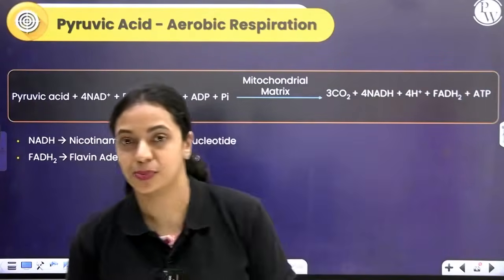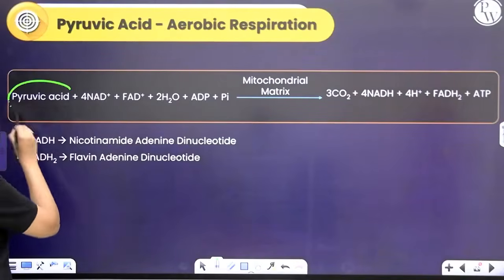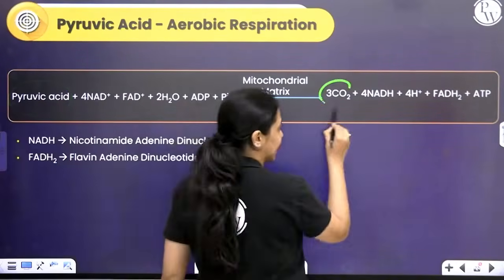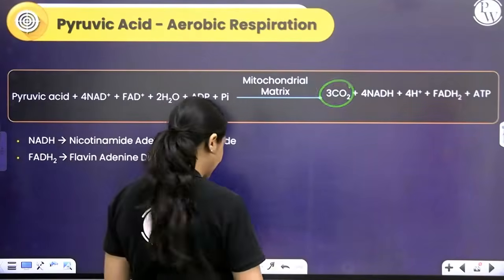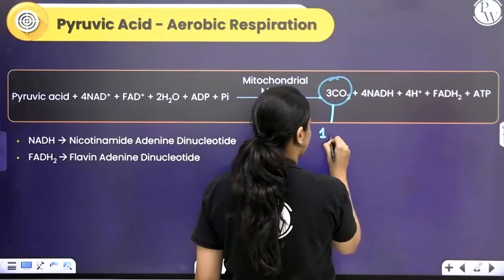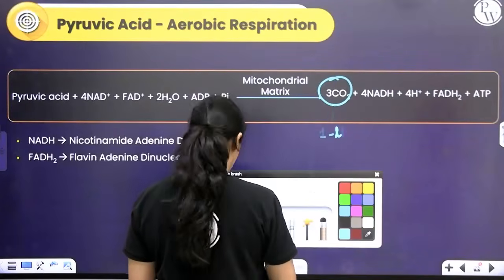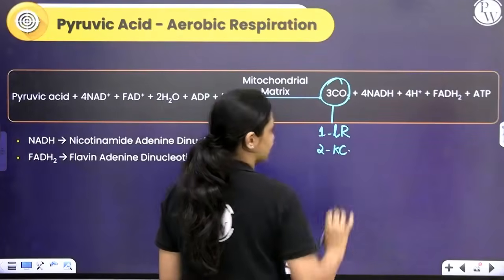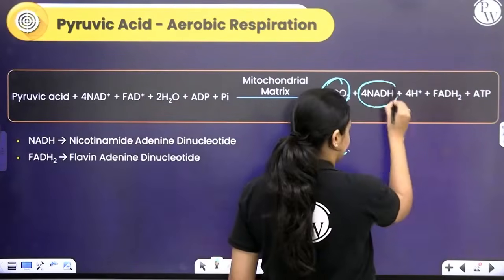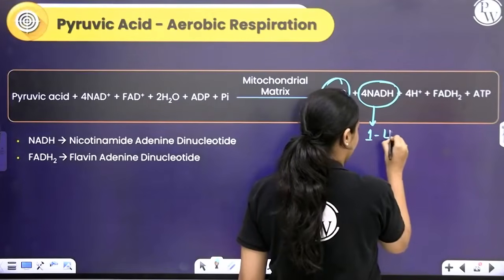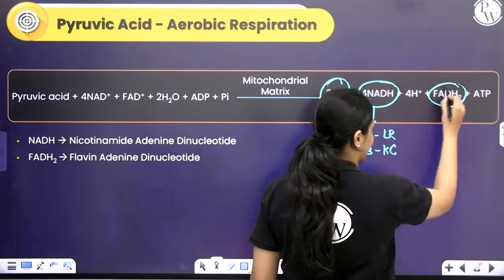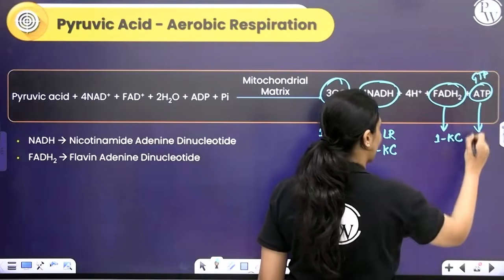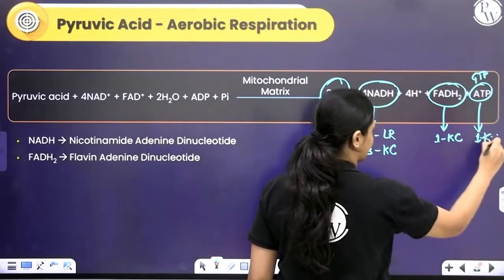So at the end of aerobic respiration, what is the fate of pyruvic acid? Each molecule of pyruvic acid will completely get broken down and release 3 carbon dioxide: 1 in the link reaction and 2 in the Krebs cycle, right? It will produce 4 NADH, 1 in the link reaction, 3 in the Krebs cycle, FADH2, 1 in the Krebs cycle, and ATP, from GTP you get this ATP, this is 1 in the Krebs cycle, right?